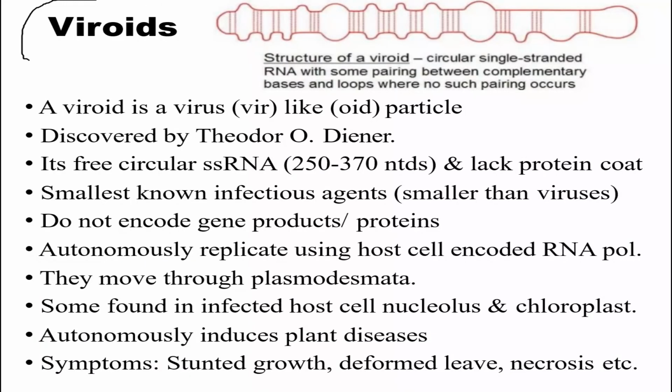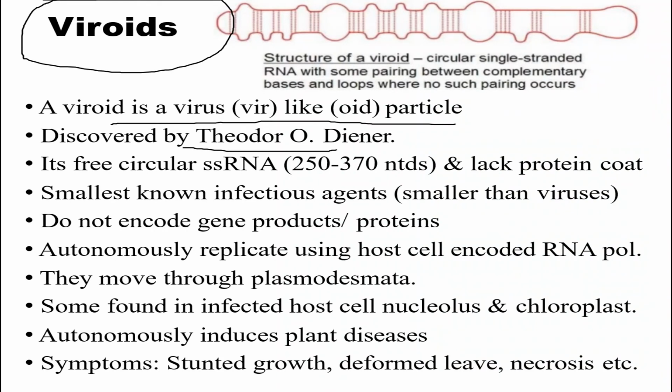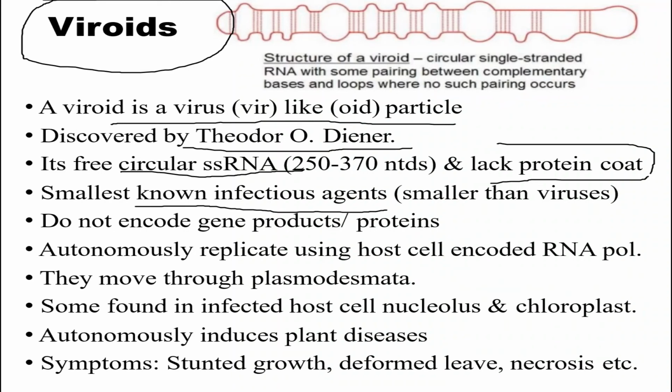Last, we'll talk about viroids, which are even smaller than viruses. A viroid is a virus-like particle, discovered by Theodor O. Diener. It's a free circular single-stranded RNA which lacks a protein coat. Basically it lacks a capsid that is present in a virus. These are the smallest known infectious agents, smaller even than viruses.